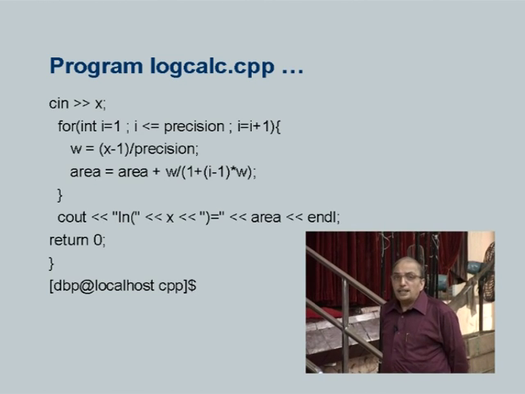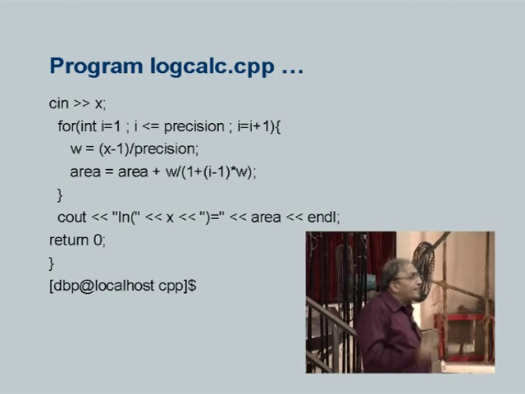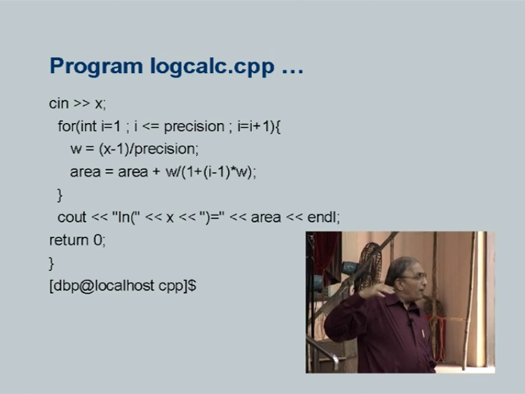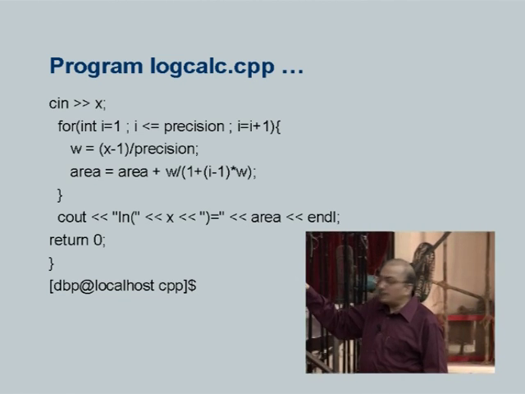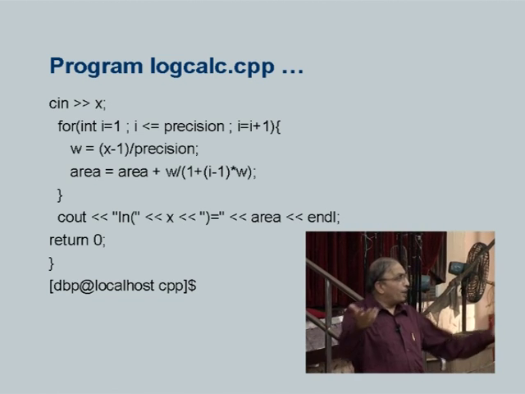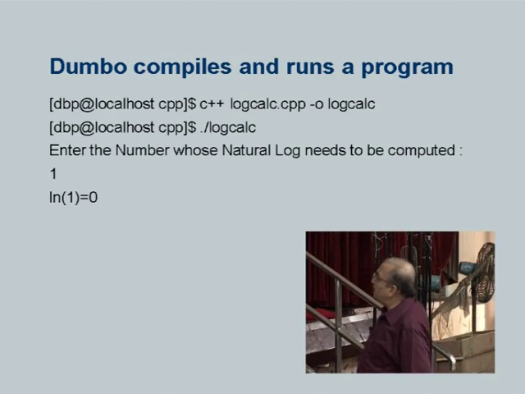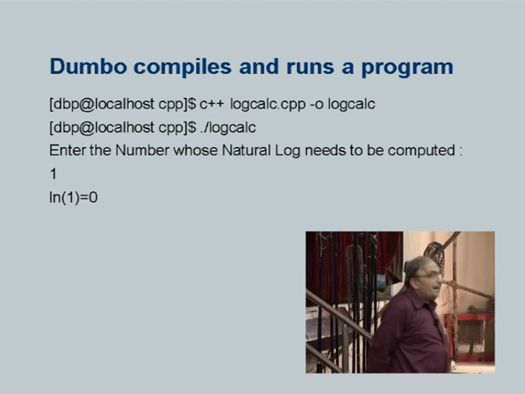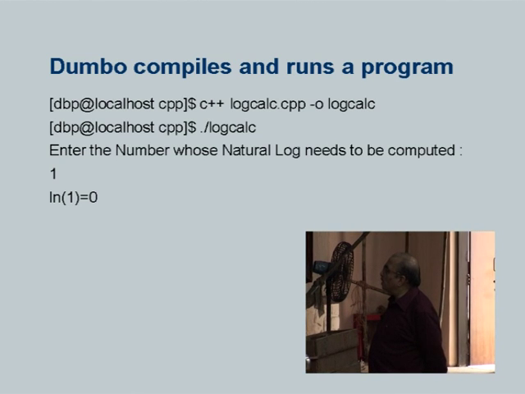Please note that we started this description of the program through a command given to Dumbo called less logcalc.cpp. That means we have asked it to show us something on the screen. After showing all of that, on the last line again, Mr. Dumbo says, okay, I'm now ready for any further command from you. Next. At this stage, I can ask Mr. Dumbo to compile my C++ program. The command for that is c++ logcalc.cpp -o logcalc.